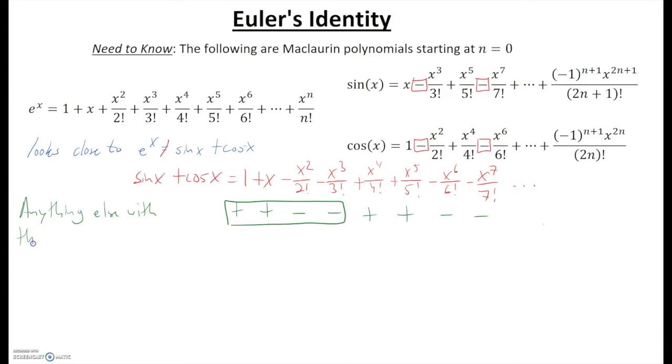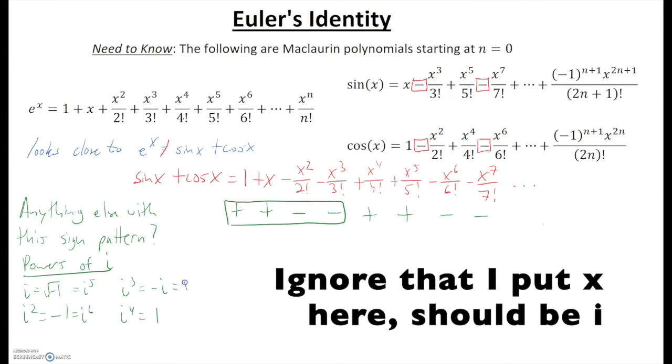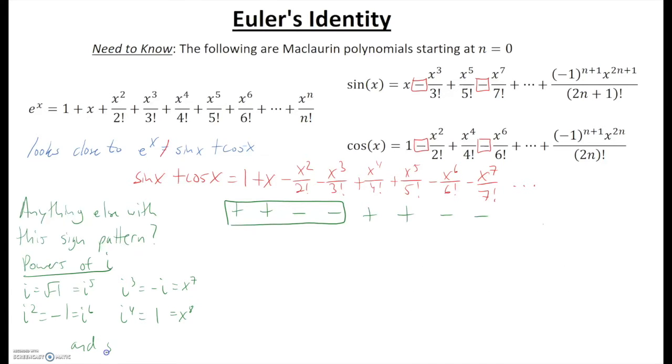And so what I want you to think about is, is there anything else that you've ever learned about that follows this sign pattern? And there should be one thing that sticks out, and that is the powers of the imaginary number i. Recall that i is equal to the square root of -1, so i squared would be equal to -1 itself, i cubed would be equal to -i, and i to the 4th would equal +1. And it goes in a loop of those 4 powers. For the next powers, i to the 5th would be the same as i, i to the 6th would be the same as i squared, i to the 7th would be the same as i to the 3rd, and i to the 8th would be the same as i to the 4th.